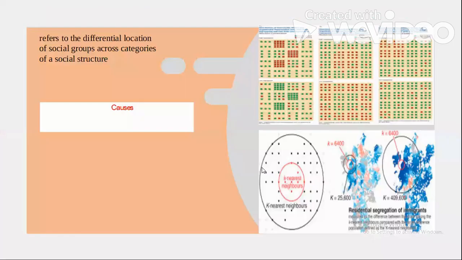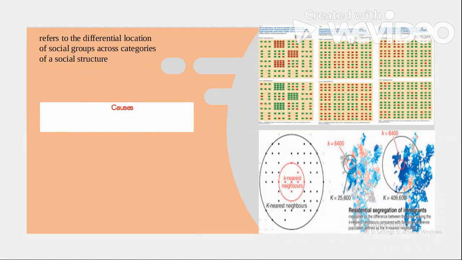Now, what is urban segregation? Over here it is written what it is. It refers to the differential location of social groups across categories of a social structure. Now we know there are various social structures in an urban area. We will see what they are in the upcoming slides. So when there is a differential location based upon the social structure of the various categories of residents of an urban area, we call it urban segregation.